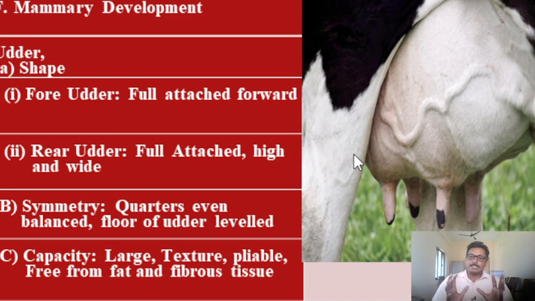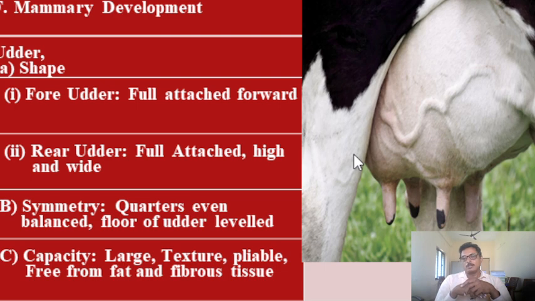Then if you see the symmetry of the udder, the quarters should be even and balanced and the floor of the udder leveled. The floor of the udder should be a level one. It should be very good, and it should have the capacity to bear a much larger amount of milk. We have to know that. And also the capacity of the udder should be large, with texture pliable and free from fat and fibrous tissue.